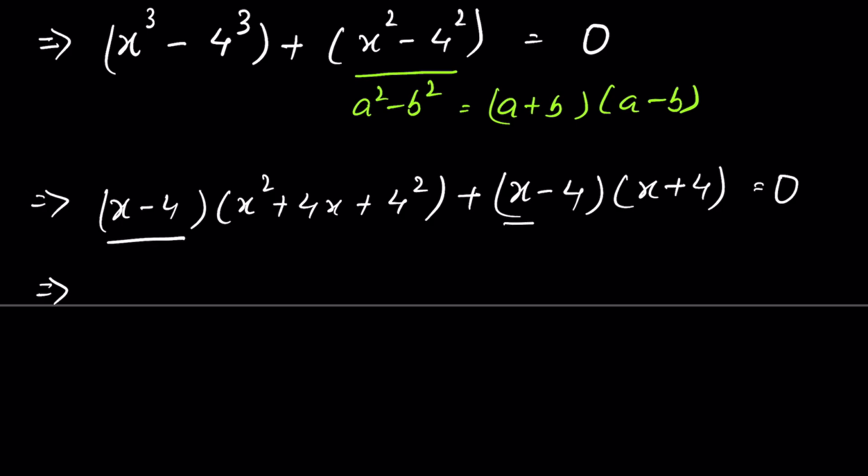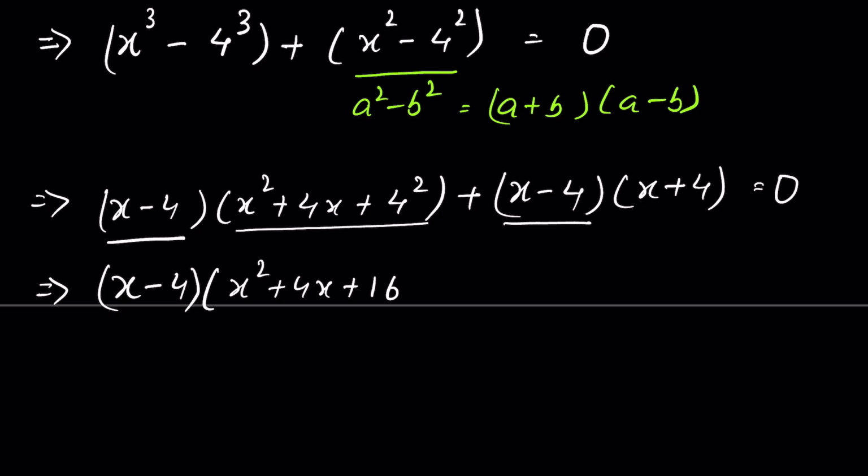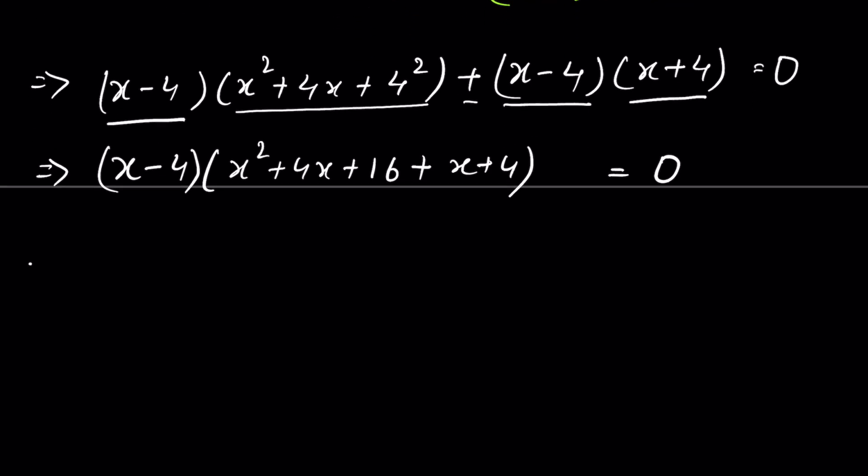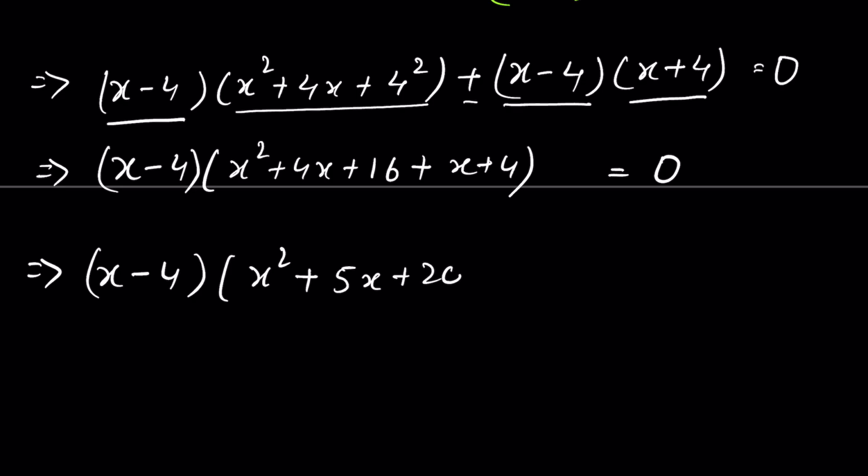Now x minus 4 and x minus 4 is common, so we write x minus 4 as the common factor, then x square plus 4x plus 16, 4 square is 16, plus x plus 4, the remaining factors, is equal to 0, or x minus 4 then times x square plus 5x plus 20 is equal to 0.